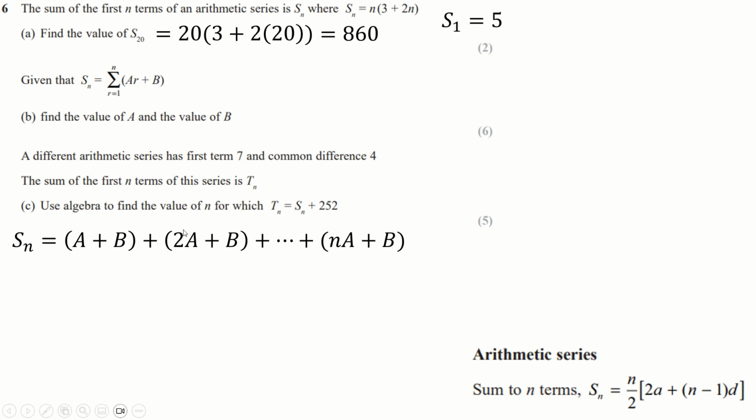Because the b's are the same, we go from a to 2a, so we just add a, and add a again. So I know the common difference of this series is a, and the first term is a plus b, which is going to become helpful later.